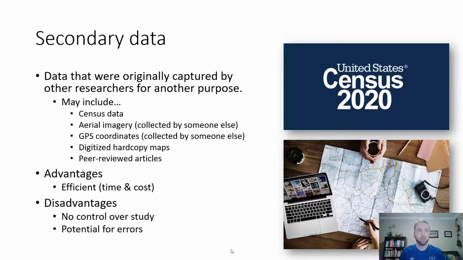So at any rate, secondary data may include census data, aerial imagery collected by someone else like Google Maps, GPS coordinates collected by someone else, digitized hard copy maps, like someone who took an old map and scanned and digitized it, or peer-reviewed articles. So some other researcher went out into the field, did an entire study, and then you use his or her research to answer some other question.